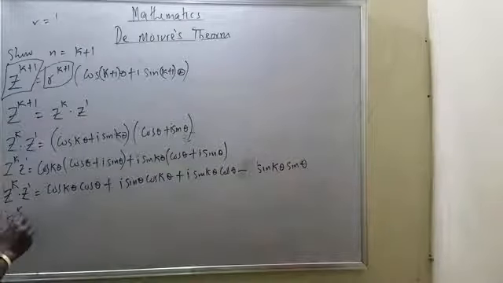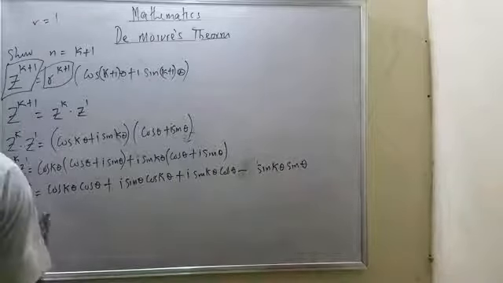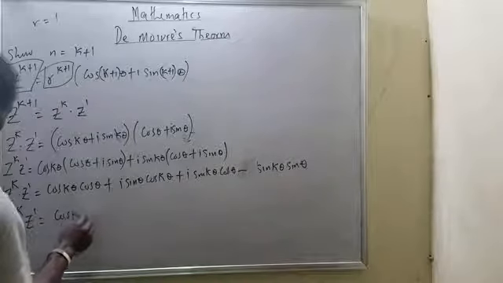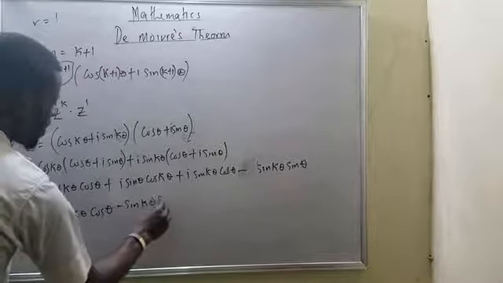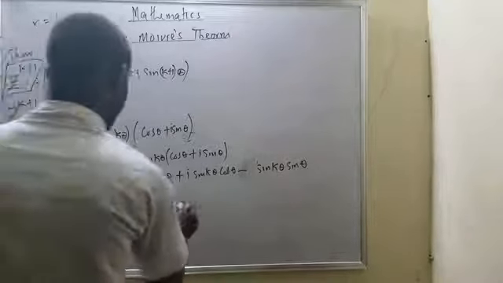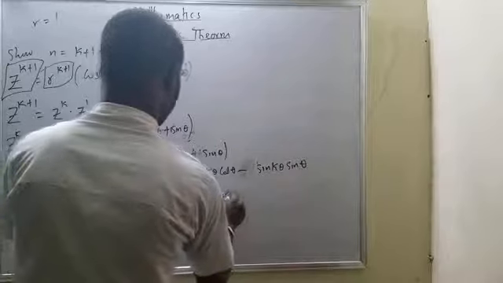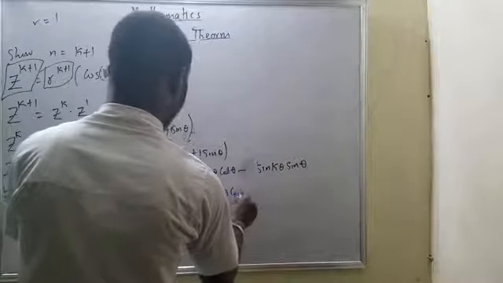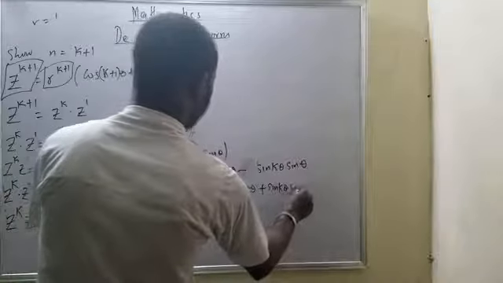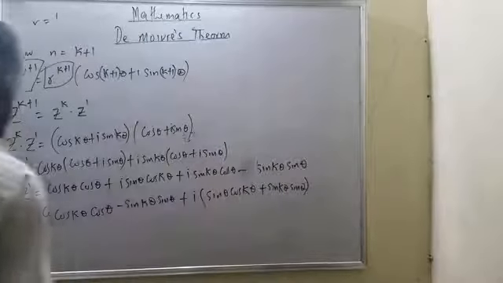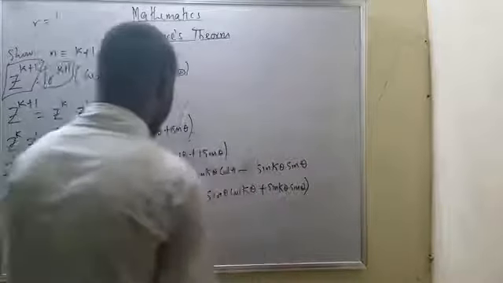Now, z to the k equals cos k theta cos theta minus sine k theta sine theta, and this one will now be plus i into the bracket of sine theta cos k theta plus sine k theta cos theta. It means already I have my real part and my imaginary part. That's what I'm trying to say.